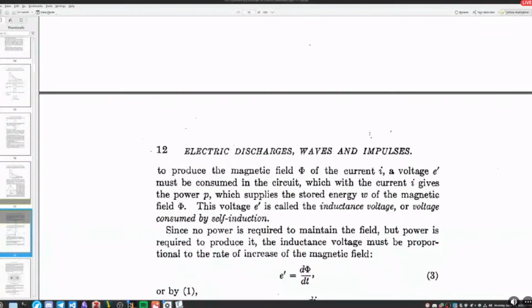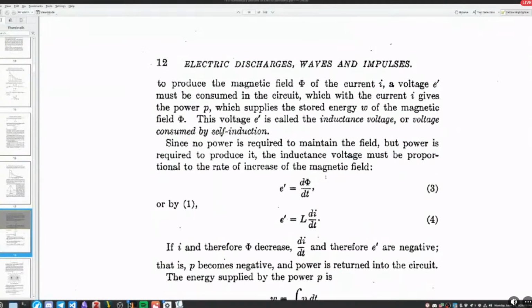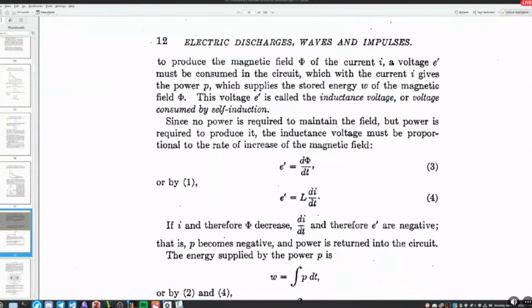To produce the magnetic field phi of the current I, a voltage E prime must be consumed in the circuit, which with the current I gives the power P, which supplies the stored energy W of the magnetic field phi. This voltage E prime is called inductive voltage, or voltage consumed by self-induction.